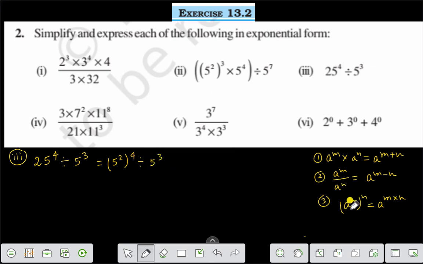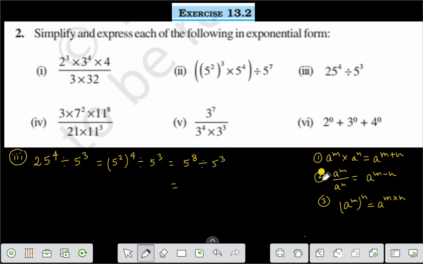We apply this formula, a to the power m to the power n, that is a to the power m into n. Therefore, this can be written as 5 to the power 2, that is 25, and to the power 4. Then we can write 5 to the power 8 divided by 5 to the power 3.